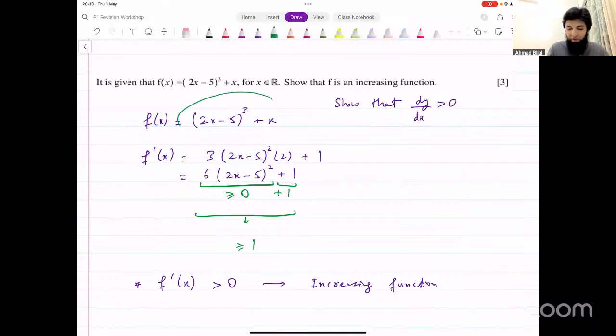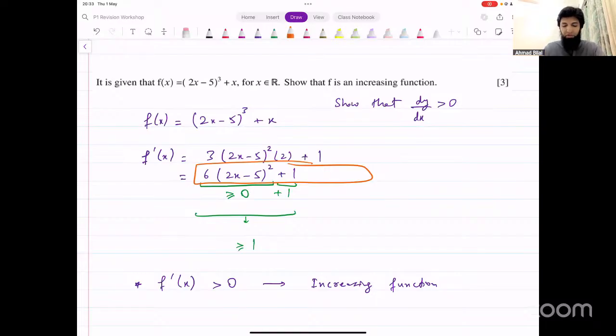So we find the derivative of this. The derivative in this case turns out to be 6 times (2x minus 5) whole squared plus 1. Now you see 6 is a positive number. (2x minus 5) whole squared, that is a square. A square can never be negative. And then outside as well, you have plus 1 here, and that is also positive. So that means since this first term is always greater than or equal to 0, the second term is 1, that's also positive. The overall expression is always going to be positive.